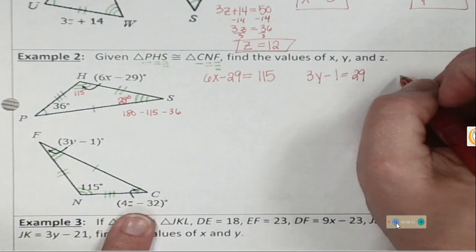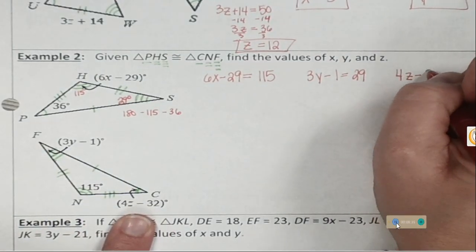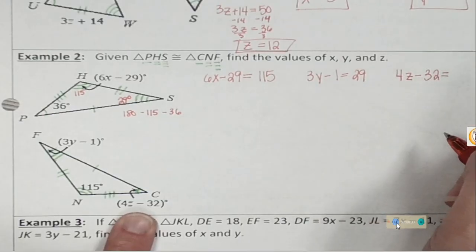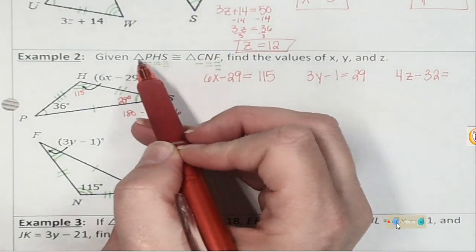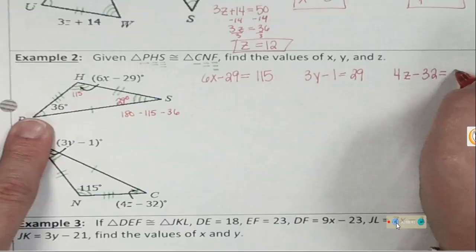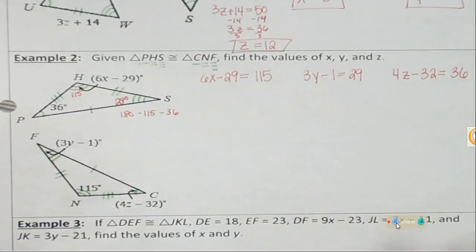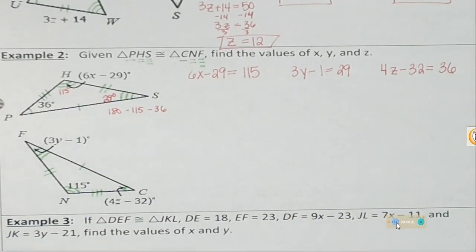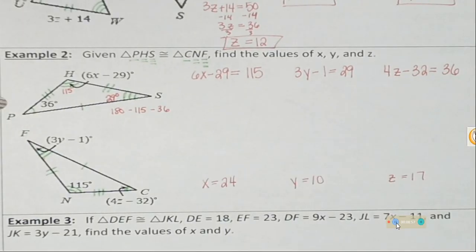And then here's my only Z. 4z minus 32 equals C. C is congruent to P, and what is the value of P? 36. So now that we have our equations set up, I want you to solve for x, y, and z. And then I'll put what the answer should be up there. So when you get finished solving, I want you to check. I did put the correct answer up there, but of course I'll go over the solving if I need to.